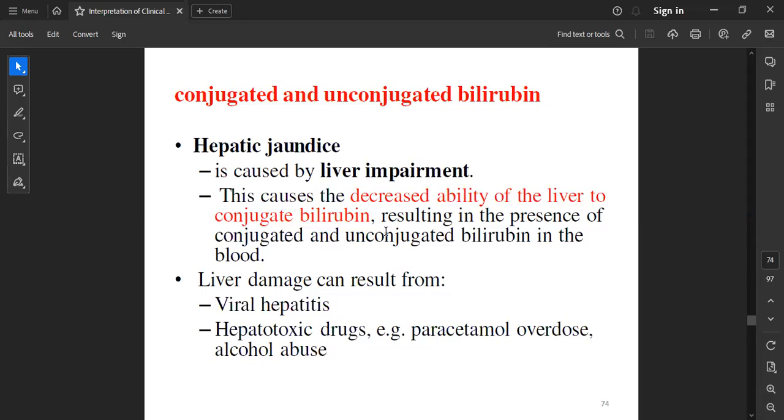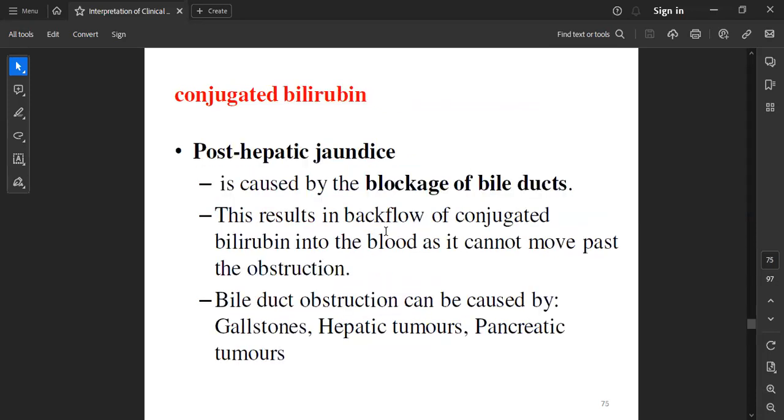And then post-hepatic jaundice. The liver is functioning as it should, but the bile is not being released; the conjugated bilirubin is not being released. So it accumulates and goes back to the blood because of blockage of the bile ducts. You will find high levels of conjugated bilirubin. That tells you that the problem is not really in the blood or in the liver, it's due to blockage.